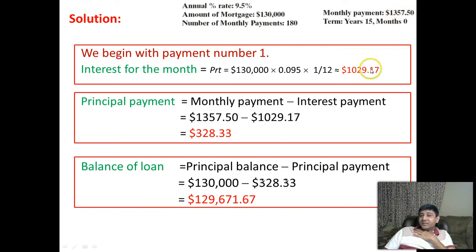Your total monthly payment is $1,357. Out of the $1,357, more than $1,000 is just interest. So the principal payment will only be the difference, which is just $328. Everything else goes to the interest. For the balance of the loan, you subtract this from what we borrowed. We borrowed $130,000, subtract the principal amount, and this much of our loan is left.